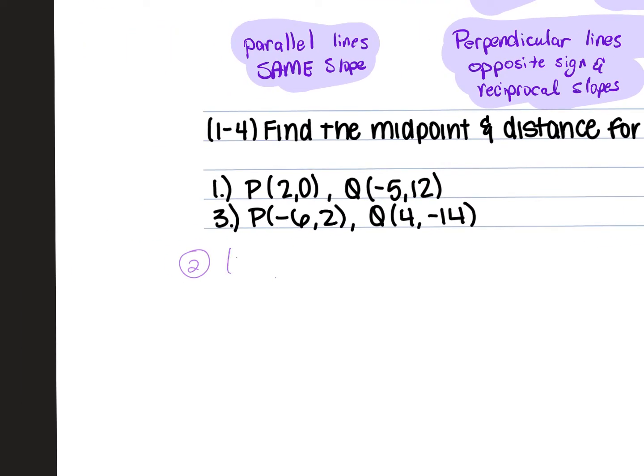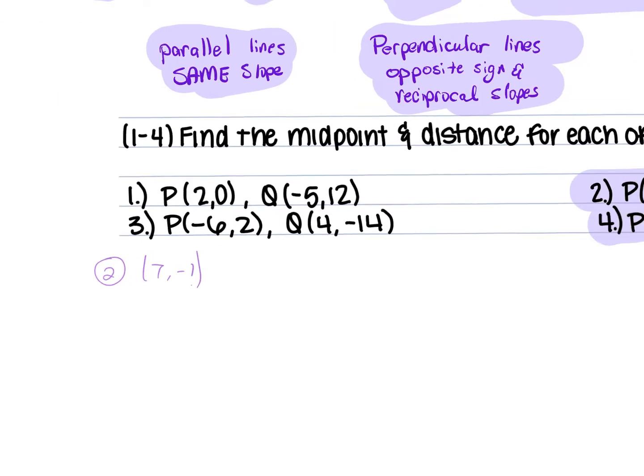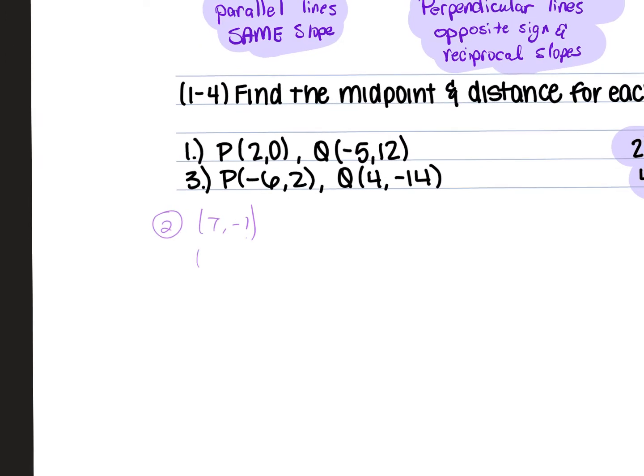So 7, -1, and then 2 and -11. So 2, -11, right? If we're going to find the distance, you keep your x's together, you keep your y's together. So your distance formula, get it set up. You have a minus sign in the parentheses. Just make sure you square each parenthesis, and then you have a plus sign in the middle.